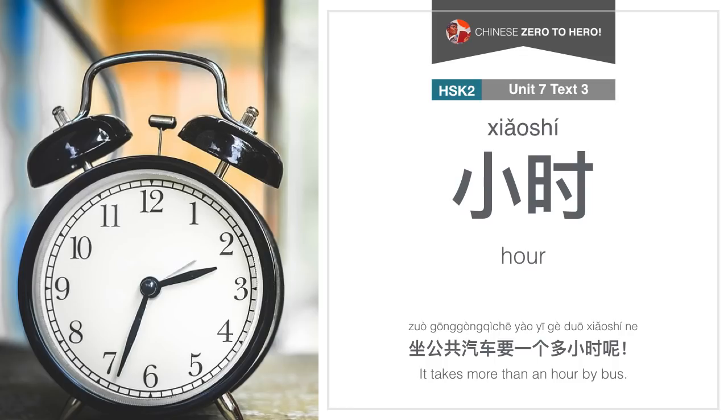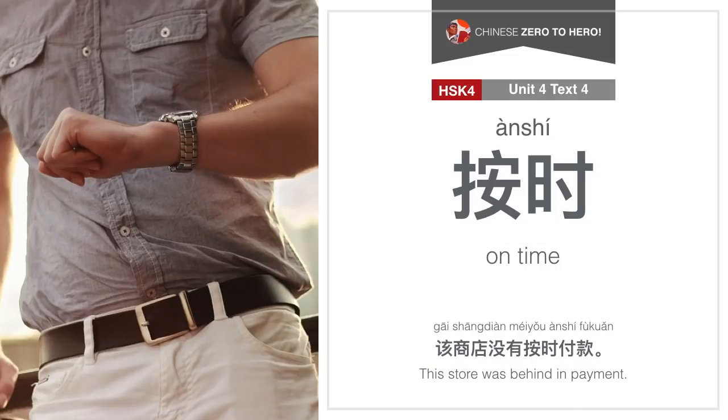In HSK 2, we also learn the word 小时 meaning hour. 坐公共汽车要1个多小时呢 It takes more than an hour by bus. In HSK 4, we learn the word 按时 meaning punctual or on time. 该商店没有按时付款 This store was behind in payment.